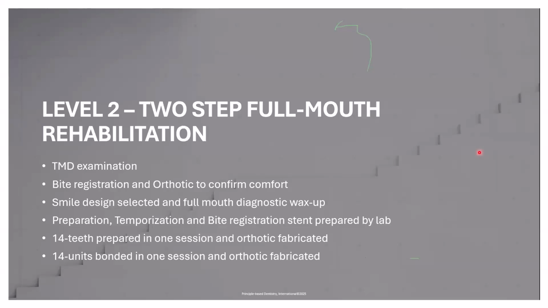And then we will typically prep out the full upper arch, 14 teeth, typically in one session, fabricate an orthotic on the lower arch, and then the patient will come back, we'll bond in those top 14 units, and then sometimes make a new lower orthotic.